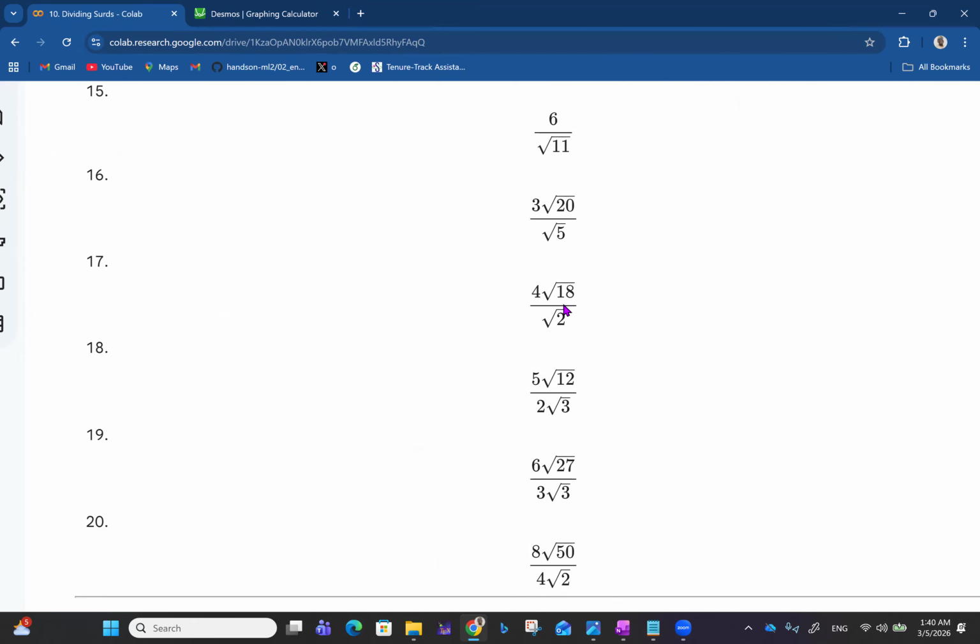4 root 18 over 2. So we can just divide it by 2. So we have 4 root 18 over 2. That's 4 roots 9. That's 4 times 3, 12. Answer.